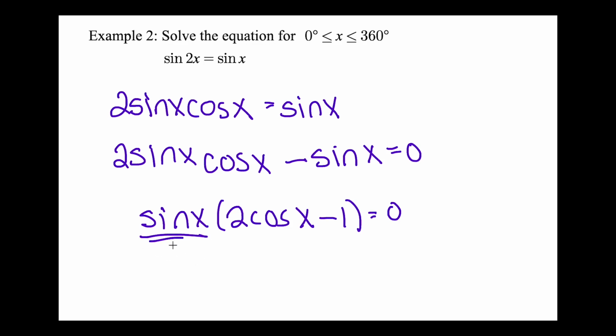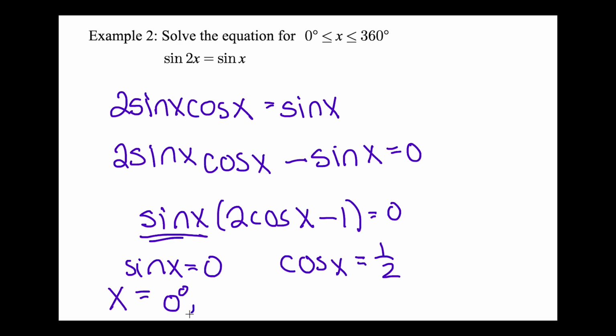So that means sine x equals 0, and cosine x is 1/2. Well, the angles at which sine equals 0 are 0 degrees, 180 degrees, and 360 degrees. So these are the solutions that I just get from the inverse sine of 0.